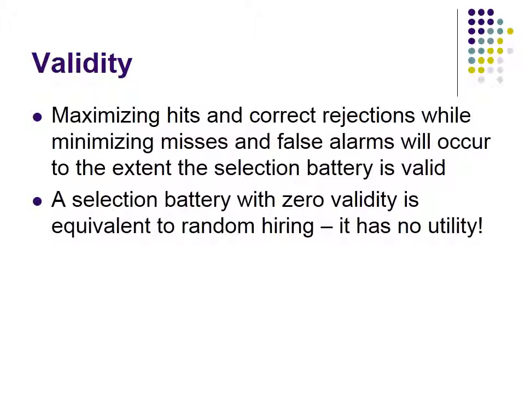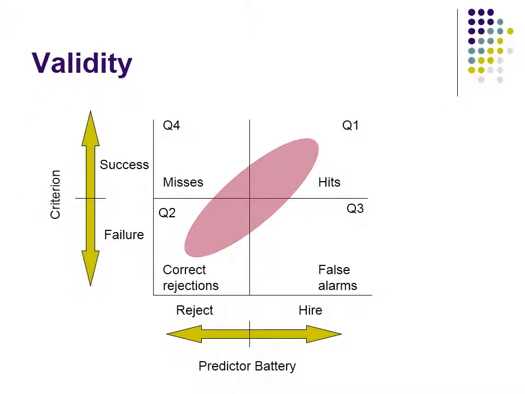So in the previous slides, when I had those big pink blobs up there, those pink blobs were basically representing individual people's scores and how they varied across prediction and actual performance. So maximizing hits and correct rejections while minimizing misses and false alarms will occur to the extent that the selection battery is valid. The more valid it is, the more people are going to fall into that hits and correct rejections category, and the fewer people are going to fall into the misses and false alarms category. A selection battery with zero validity is equivalent to random hiring. It has no validity.